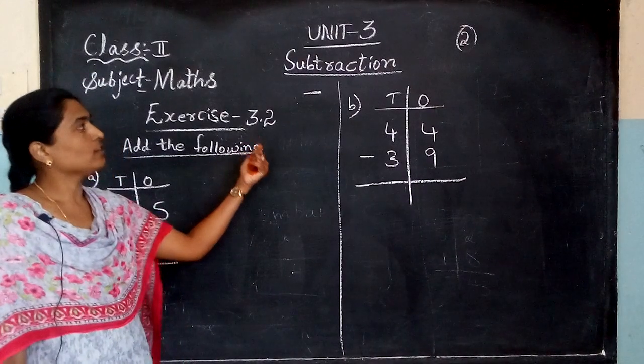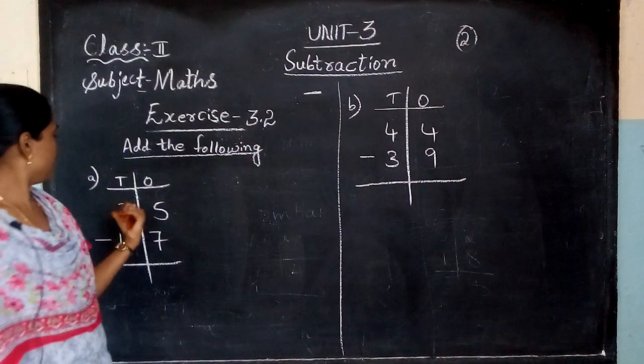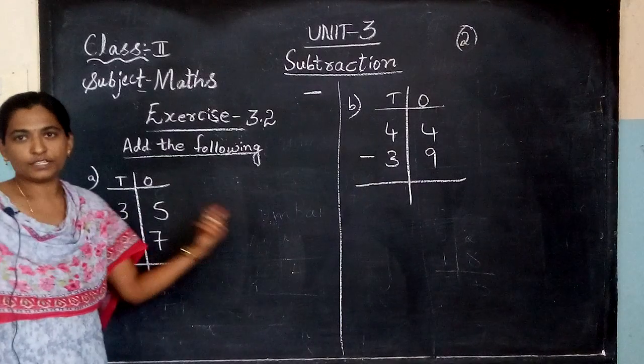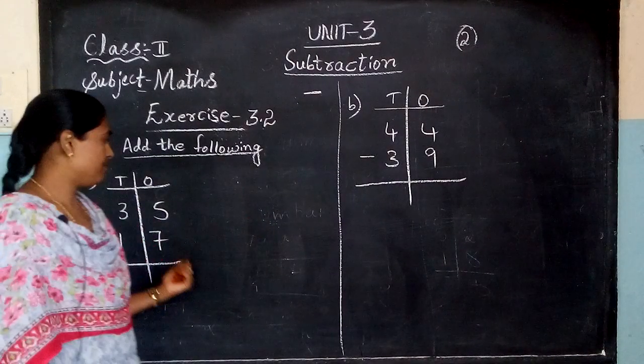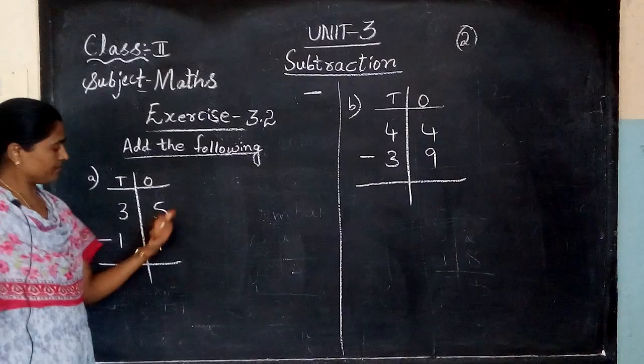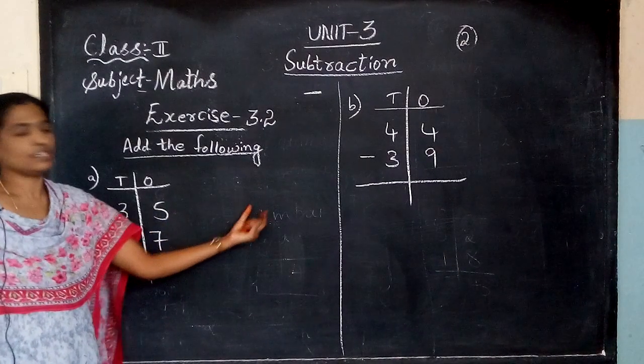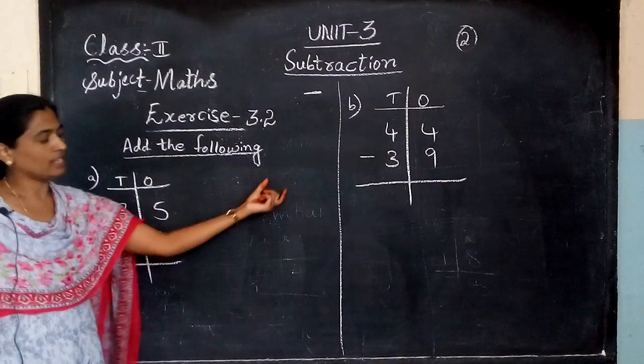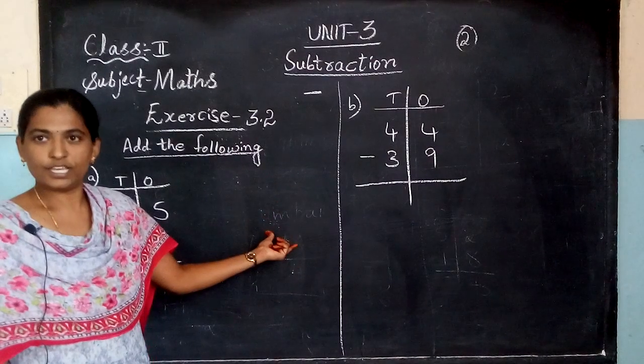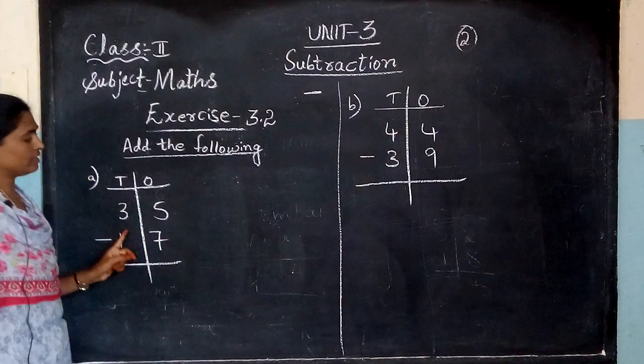Next, going to another topic: on one side you have to do minus, on the other side you have to do plus. Why? Because the subtraction you did, to check the answer, that's why we are doing addition. Okay, now what is this?